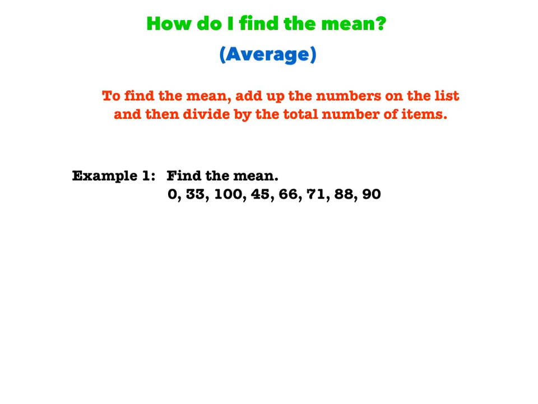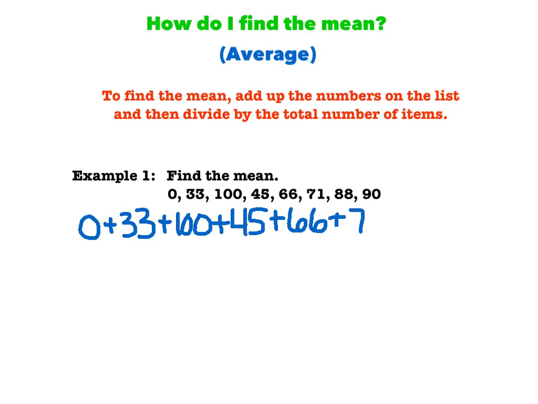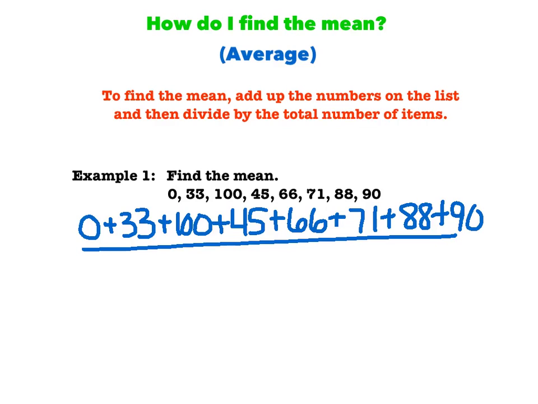So how do I find the mean? Well, again, the mean is the average. To find the mean, you are going to add up all the numbers on the list and then divide by the total number of items. So, for example, I'm going to take 0 plus 33 plus 100 plus 45 plus 66 plus 71 plus 88 plus 90. And once I've added all those numbers up, I'm going to then divide it by 1, 2, 3, 4, 5, 6, 7, 8. I'm going to divide by 8.